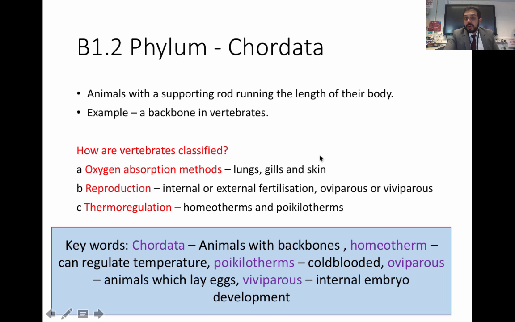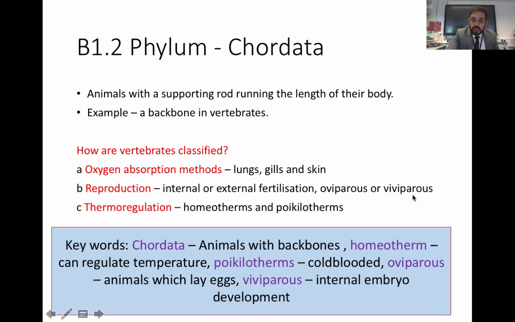Actually, the one I forgot was amphibians from before. Okay, another one is reproduction, either internal or external. Now the word for that is oviparous and viviparous. Viviparous is when you give birth to live young, and oviparous is when you lay eggs.